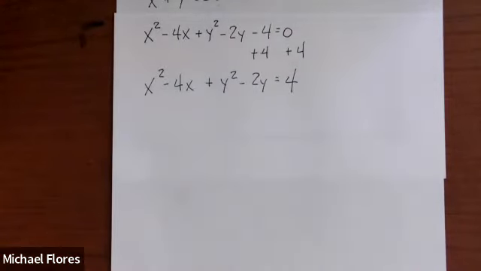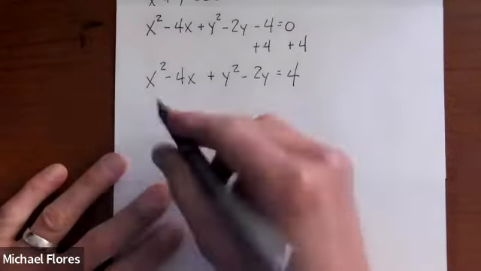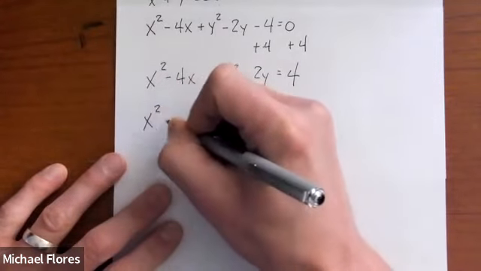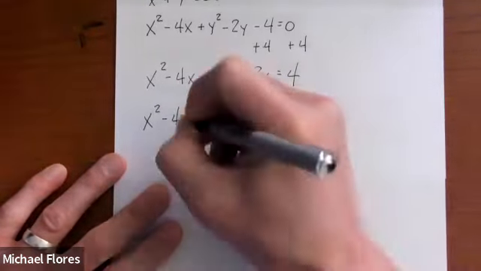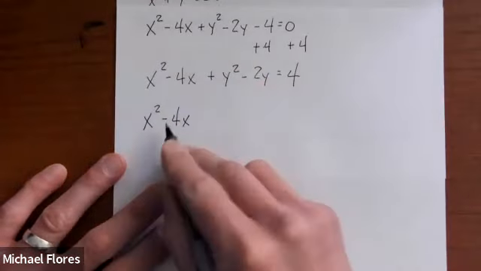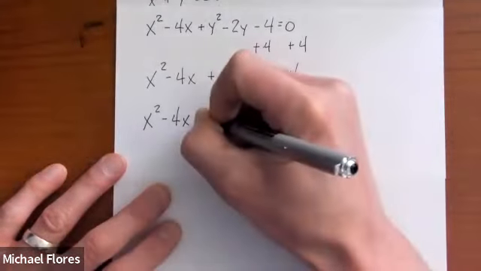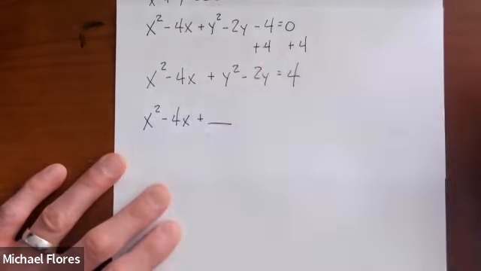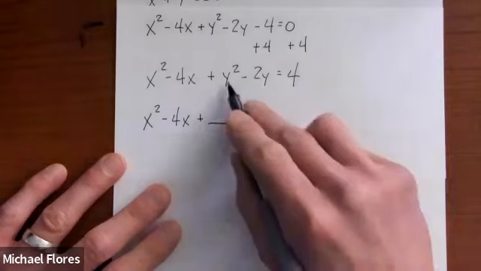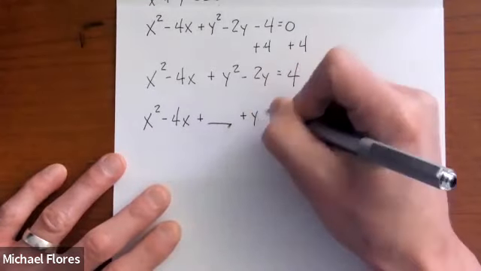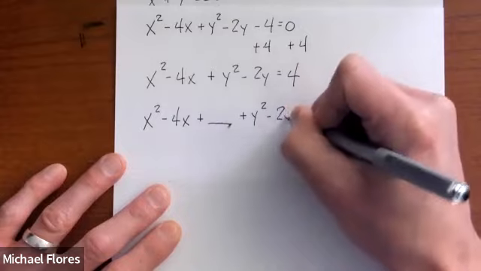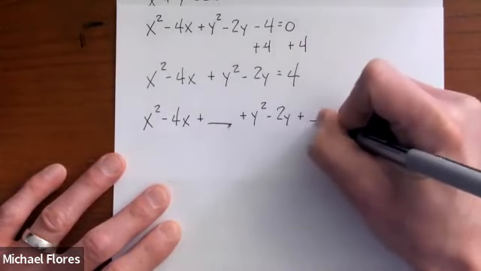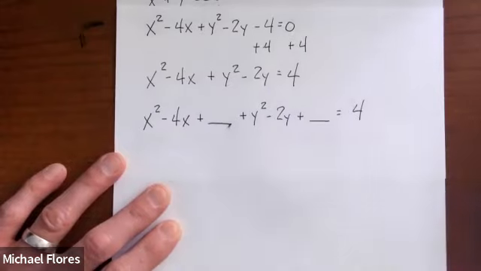Okay, now what we're trying to go for here is to create perfect square trinomials so that we can complete the square. This is the pattern. This is the way that you do it. So I'm going to start rewriting a whole new formula, I guess, if you want to think of it that way. So x squared minus 4x, the pattern is then go plus blank. We're going to have to add something here. And then continue with plus y squared minus 2y, and then plus blank equals 4.